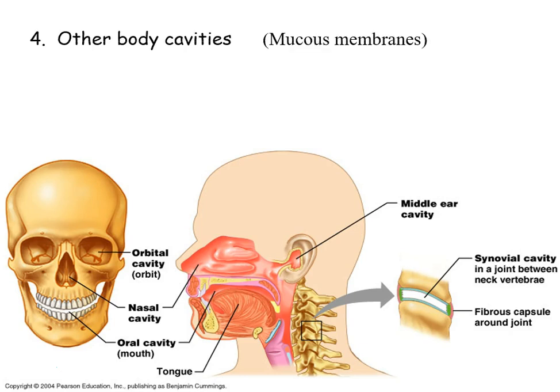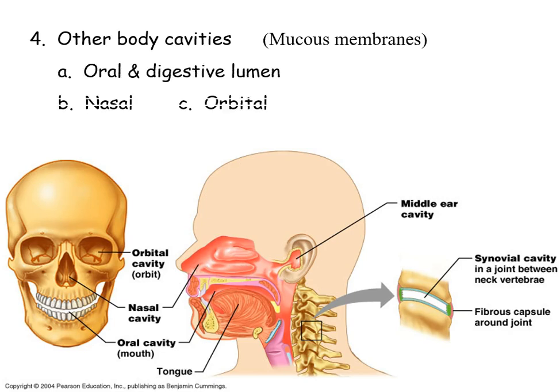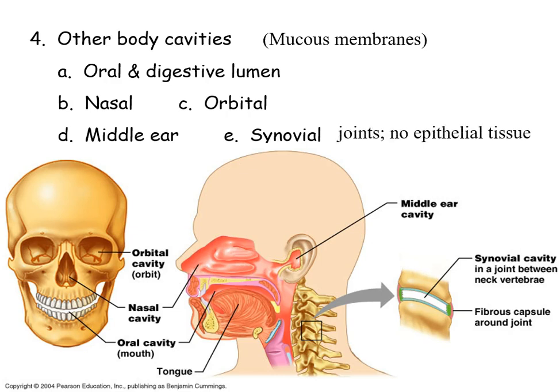Other body cavities that are lined with mucous membranes, they're open cavities, oral and digestive lumen, the nasal cavity, the orbital, the eye cavities, the middle ear, and the synovial cavities. So these are lined with mucous membranes, not serous membranes. Serous, closed cavities, mucous, open cavities.